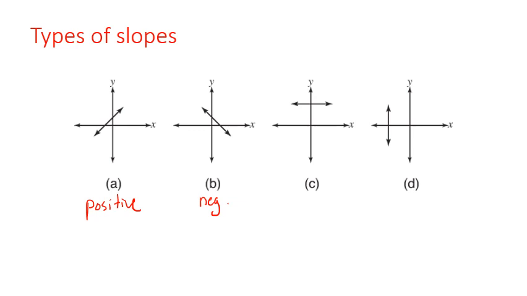Graph C doesn't rise at all, but it runs forever. So this has a slope of 0. Graph D is opposite of graph C. Okay? It rises forever and does not run. So the run is 0. The problem is, if I rise forever and run 0, I cannot divide by 0, so that is undefined.